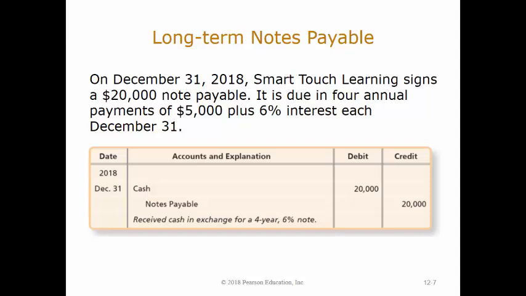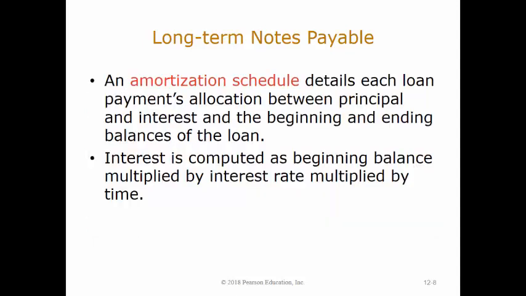Remember that the current portion of the note, the amount due December 31st, 2019, or $5,000, is considered a current liability at December 31st, 2018. The entry requires a debit to cash for $20,000 and a credit to notes payable for $20,000. On December 31st, 2019, Smart Touch Learning will make a $5,000 principal payment plus interest.